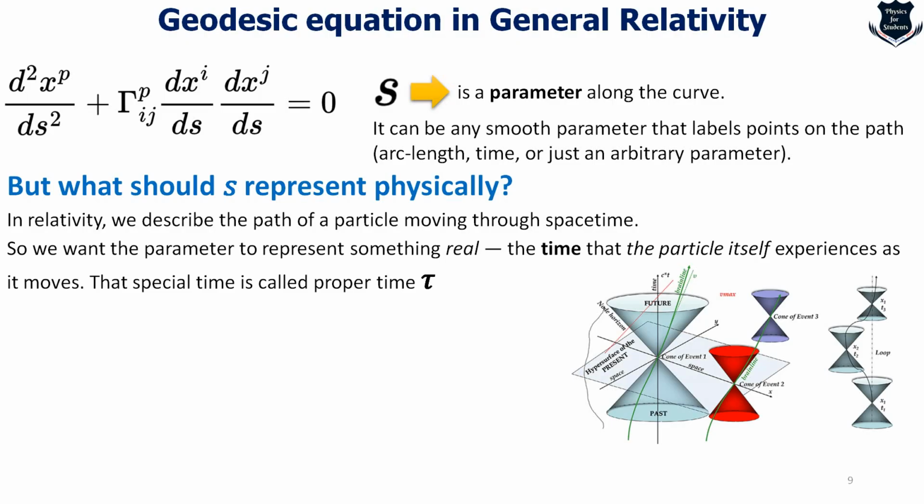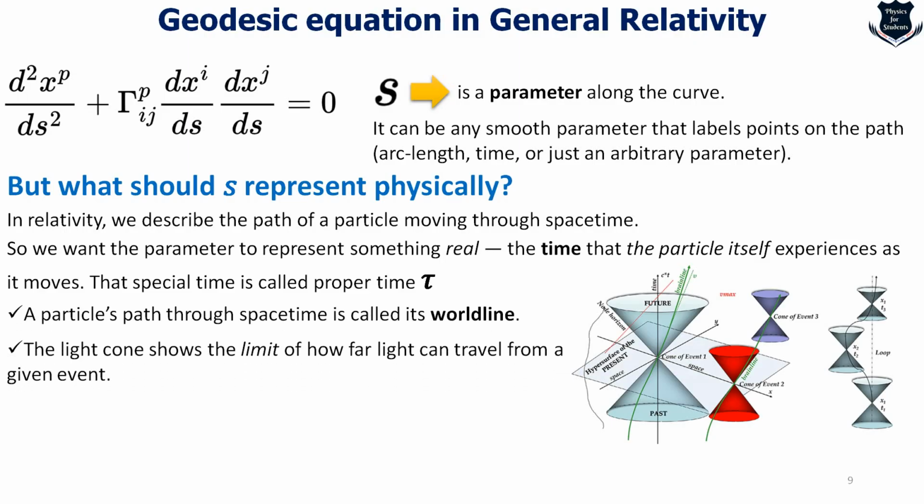The time that the particle itself experiences as it moves is represented by the proper time, tau. And you have already recognized, on the right hand side of the screen, that it is basically the Minkowski or space-time diagram, or the light cone, whichever way you want to call it. A particle's path through space-time is called a worldline. If a particle is at rest, its worldline is straight and vertical: time passes, but its spatial position does not change.